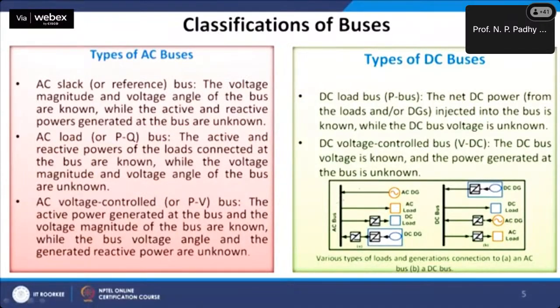So you can clearly see, now this is my AC bus where we can connect AC distributed generators, we can connect AC loads, we can perhaps connect DC loads, and you can also connect DC distributed generators. Similarly, when you model a DC bus, we can have DC distributed generators, we can have DC load, we can have AC distributed generators, and you can have AC loads.